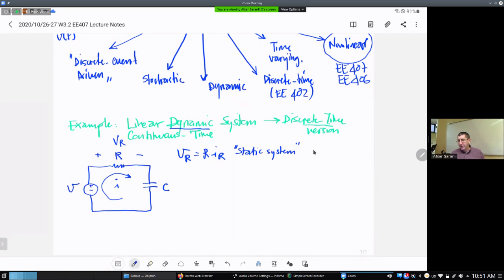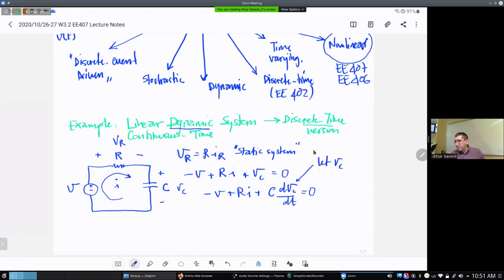I can write Kirchhoff's voltage law along this loop. So I have minus V plus R times I, and here I have VC, plus VC has to be equal to 0. Now minus V plus R times I, plus VC, and the capacitor current is C times dVC over dt. Now I have I here, but I actually want a differential equation in terms of the capacitor voltage. Let VC be our variable of interest.